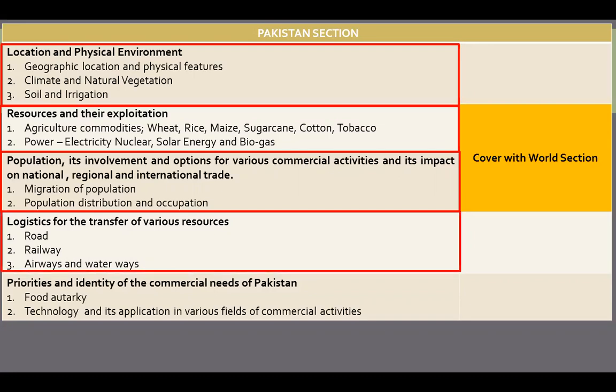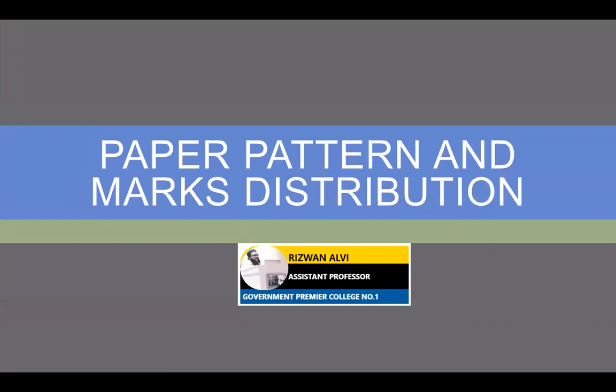Logistics for the transfer of various resources: road, railway, airways, and waterways. Then finally we have priority and identity of the commercial needs of Pakistan. The question came from this topic last year. Food and oxygen is the main topic where the question comes from. Technology and its application in various fields of commercial activities. So this is a very crisp introduction to the course content.